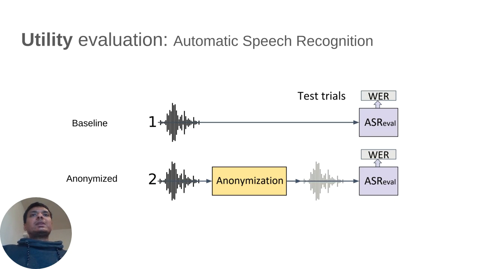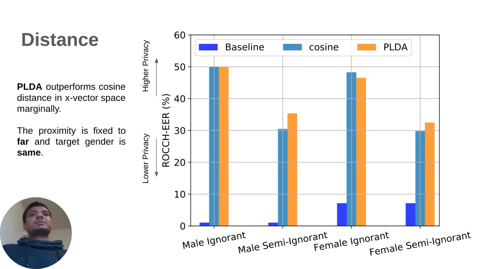Now let us look at the utility evaluation. For that purpose, we employ the automatic speech recognition system, where we first decode the original speech and obtain a certain word error rate, and then we decode the anonymized speech, and the rise in the word error rate quantifies the loss of utility. Now let us look at the results.